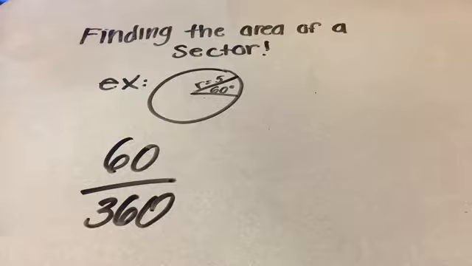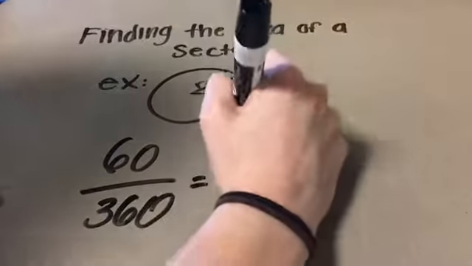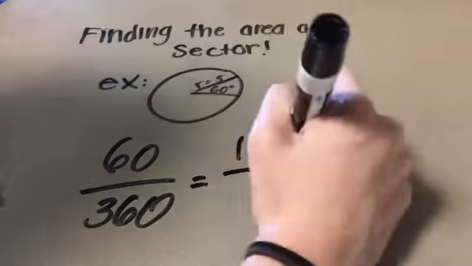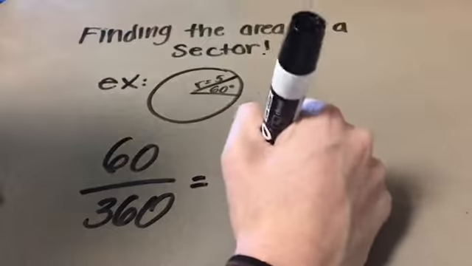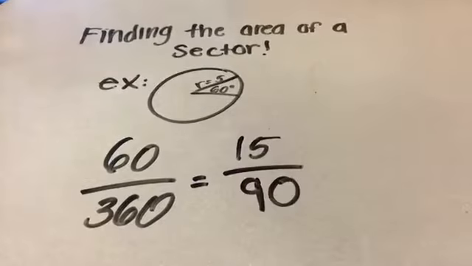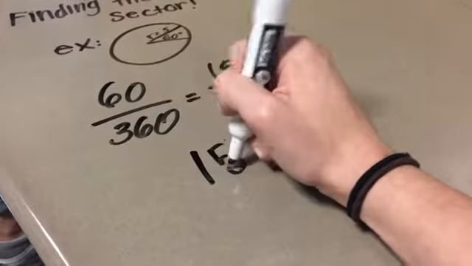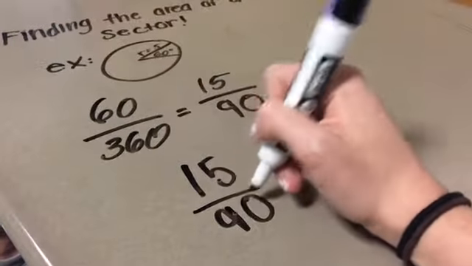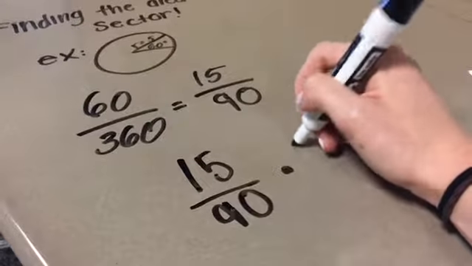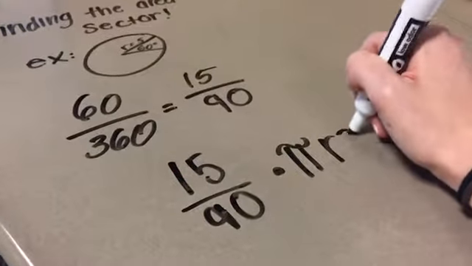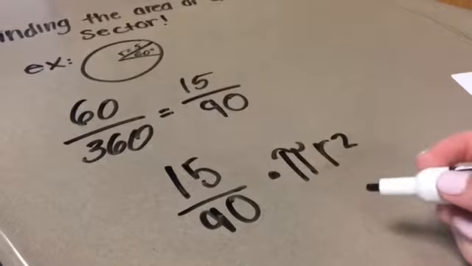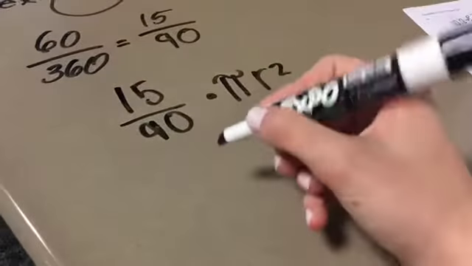And so here you can see that we have 60 over 360 because there's 360 degrees in a circle, and then we are setting that equal to 15 over 90 because 60 over 360 is equal to 15 over 90. And now we are putting 15 over 90 times pi r squared, because that was the equation we used for the whole circle, and now we're only finding a sector of it, which is 15 over 90.